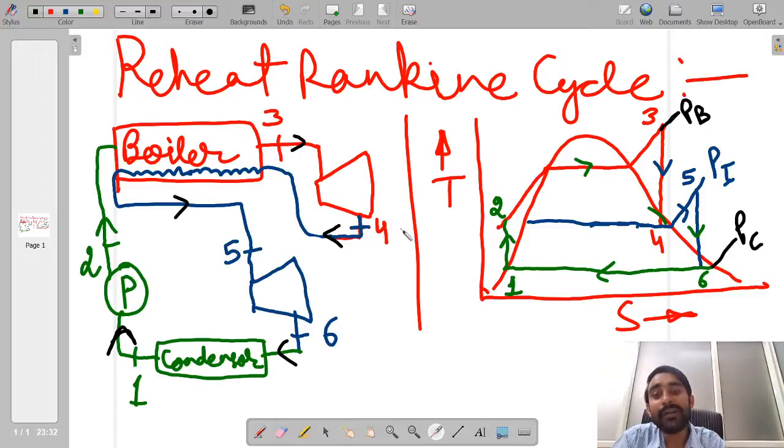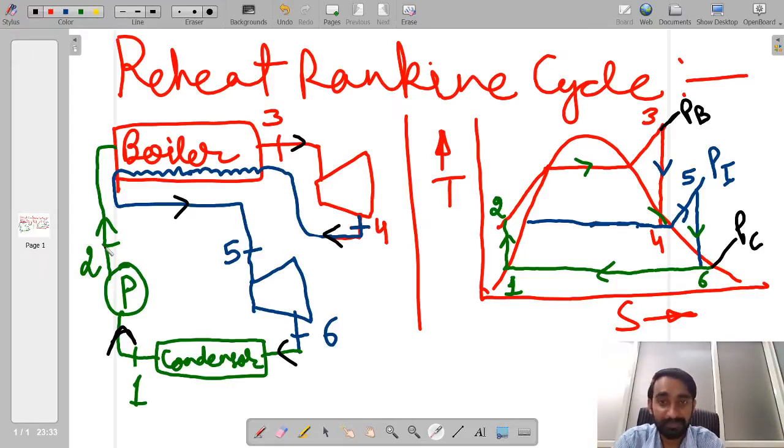In our original Rankine cycle, we did this expansion process inside the turbine down to the pressure of the condenser. So we were passing the steam at the exit of the turbine directly to our condenser, and then the condenser brought it to the saturated liquid state, and then the pump completed the cycle by bringing this saturated liquid to the boiler pressure.